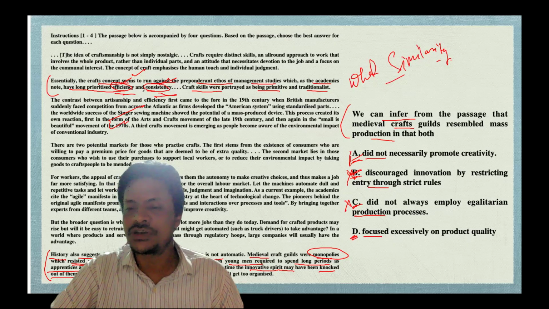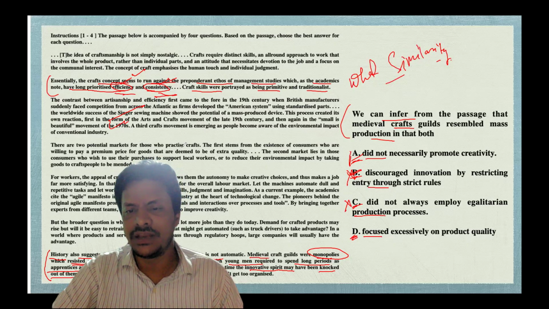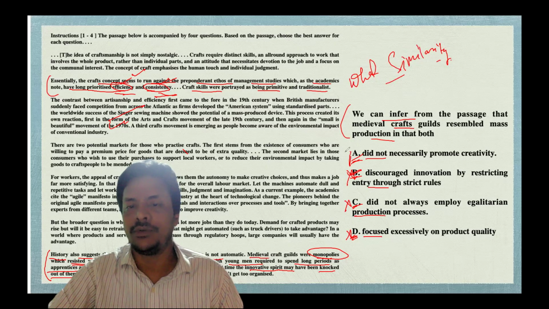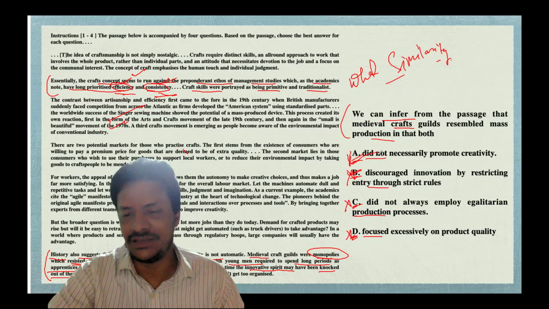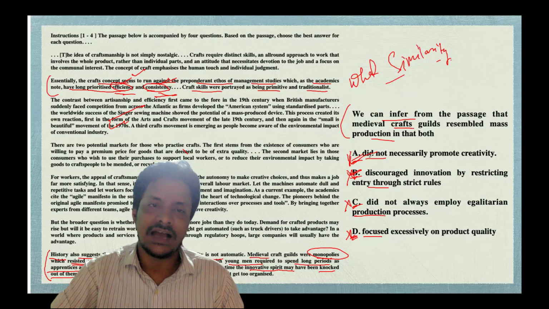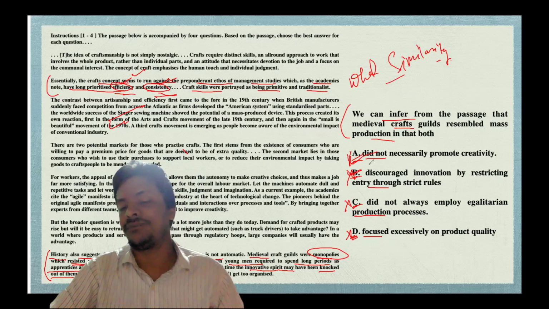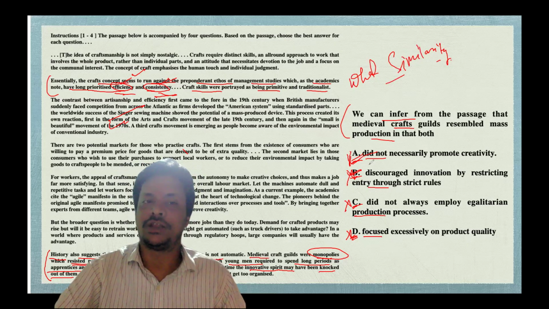Guilds focused on rules and hierarchy, right? So not just product quality. So this is also clearly a wrong one. Hence, we can consider option A to be the appropriate one. That is the inference we draw, that they did not necessarily focus on creativity. They focused on efficiency and consistency, as far as we identify from the second paragraph and last paragraph. From that, we infer. Hope you understood this. Let's move to the next one.